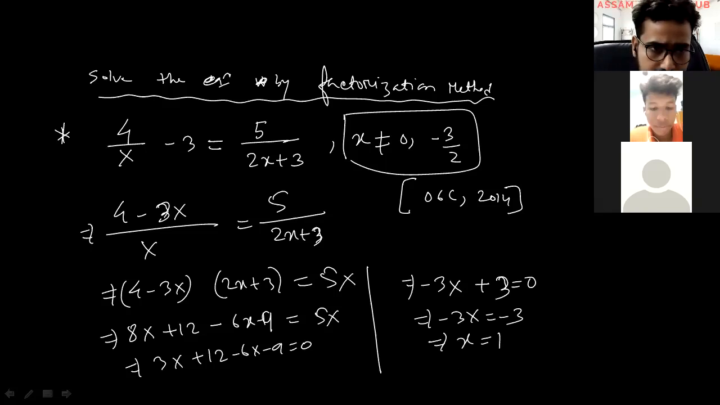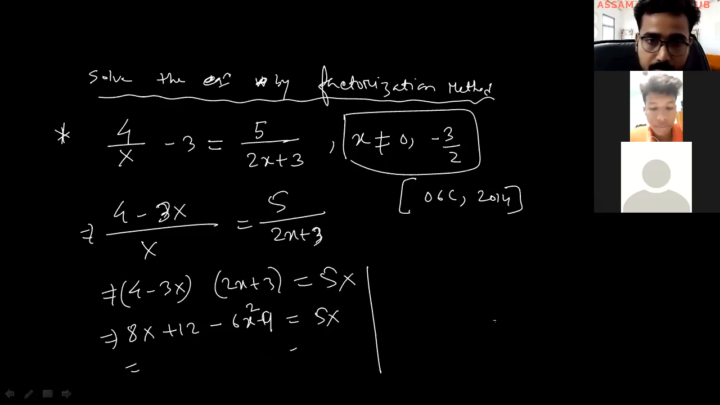One minute. Something is wrong. Yes, see the multiplication. It will be 8x plus 12. It will be minus what? 3x into 2x, it will be 2x square. Yes or no? Let me correct it. And minus 9x. So it will be minus 9x. Now you will get one quadratic equation.